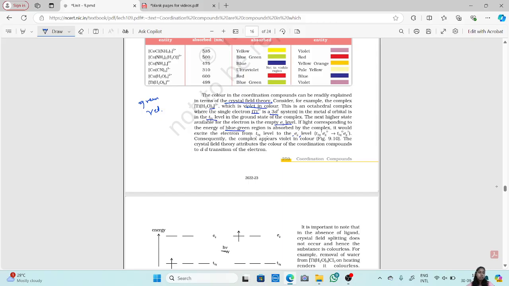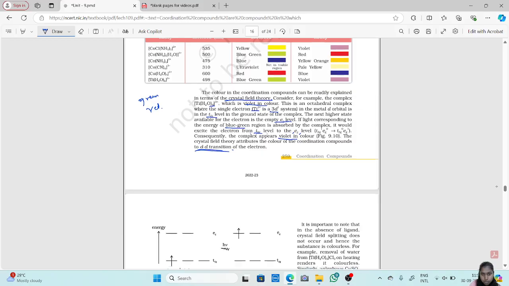Now when it absorbs that blue to green region of light, it acquires energy, and that energy will excite the electron from t2g level to the eg level. Consequently, the complex appears violet in color because it is changing its energy level from one form to another. So it will change its color to violet with respect to how much energy it has acquired. Now, crystal field theory attributes the color in the coordination compounds to the d-d transition of the electrons. So it is basically because of the d-d transition of the electrons.